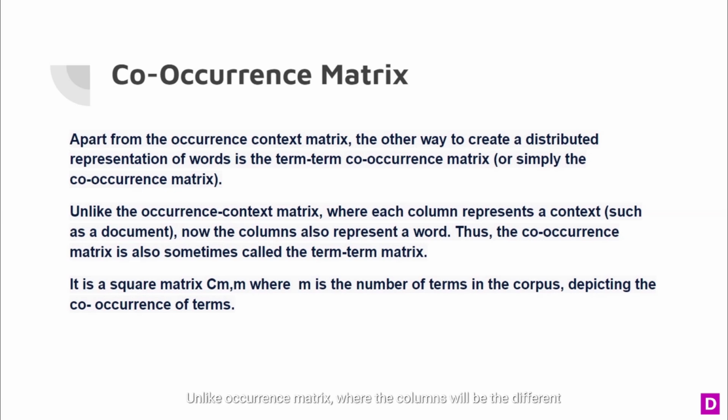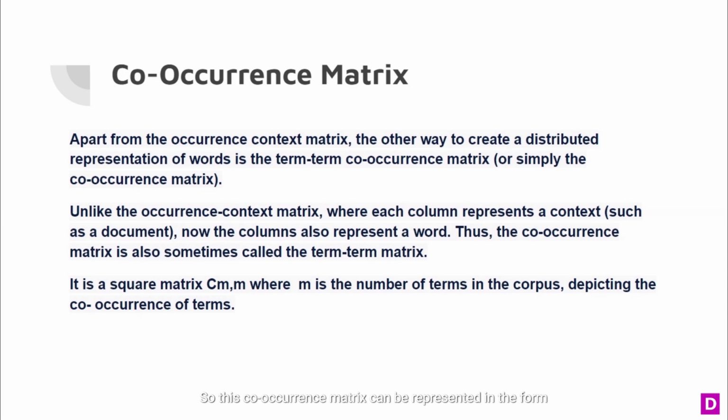Unlike the occurrence matrix, where the columns are the different contexts and the rows are different words, in the co-occurrence matrix we have words as both the columns and rows. So apart from the occurrence matrix, the other way to create a distributed representation of words is the co-occurrence matrix. Sometimes it is also referred to as the term-term matrix because the columns and rows both represent terms given in two different contexts.